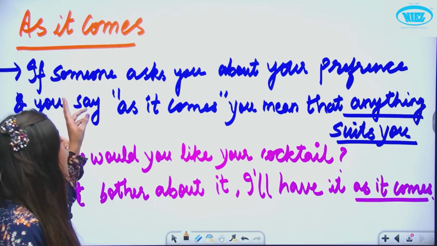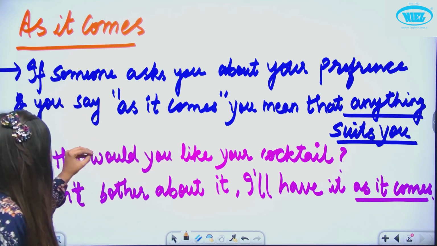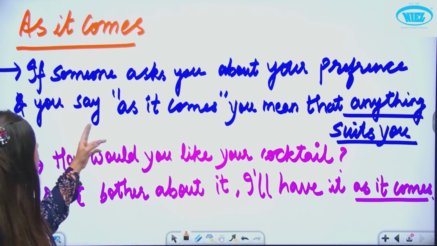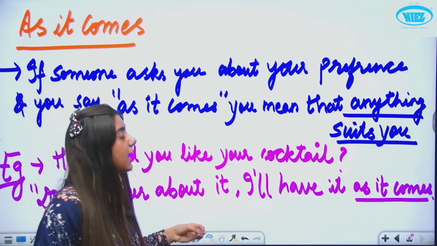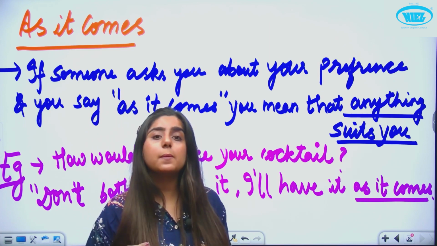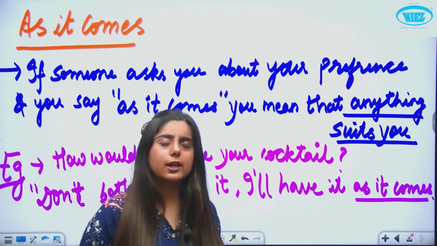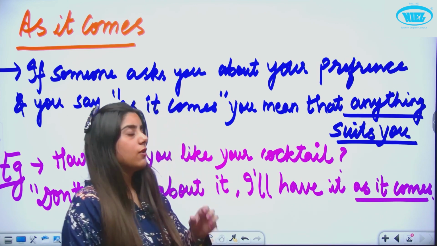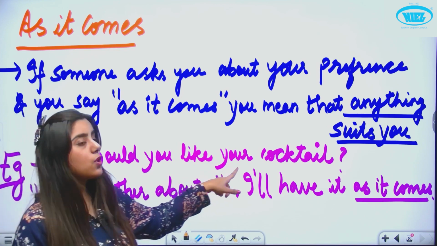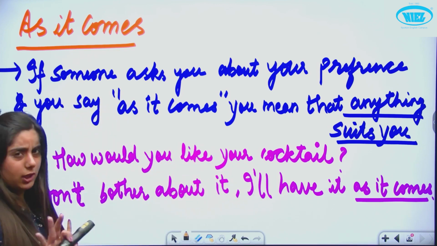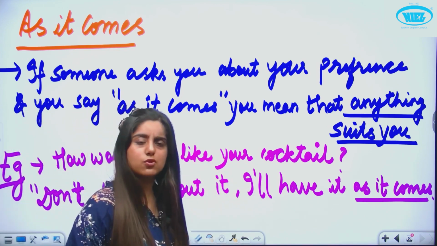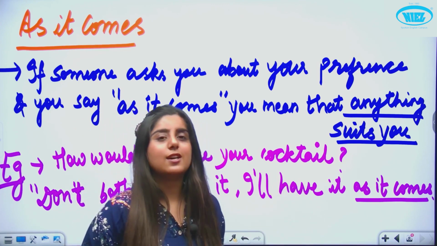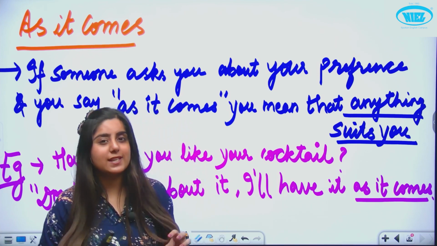And then we have as it comes. As it comes, it means if someone asks you about preference and you say as it comes, it means anything suits you. अगर आपसे कोई आपकी preference पूछ रहा है और आप उन्हें reply में बोल रहे हैं कि ठीक है जैसा भी हो, as it comes, आपको हर चीज चलेगी. For instance, how would you like your cocktail? Don't bother about it. I will have as it comes. उसके बारे में चिंता मत करो, जैसा होगा I will accept. Anything suits me. So guys, I hope you are clear with all these expressions today.